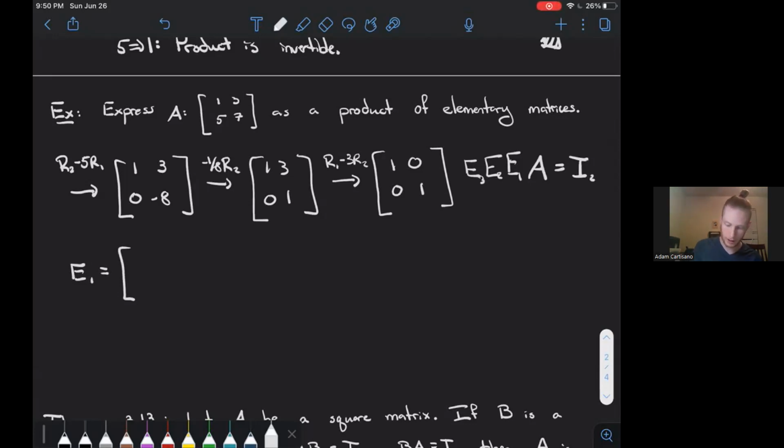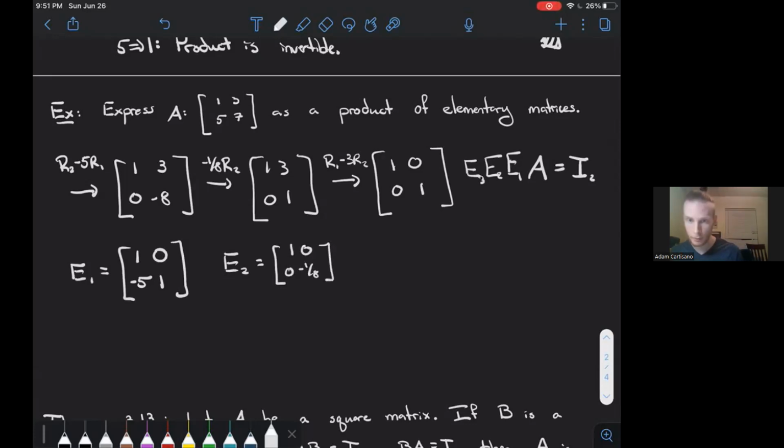So 5 row 1 is -5, 0, subtracted from the second row. Leave the first row the same. We're looking at this elementary matrix. The second one, E2, is -8 row 2, -1/8. So 1, 0, 0, minus 1/8.